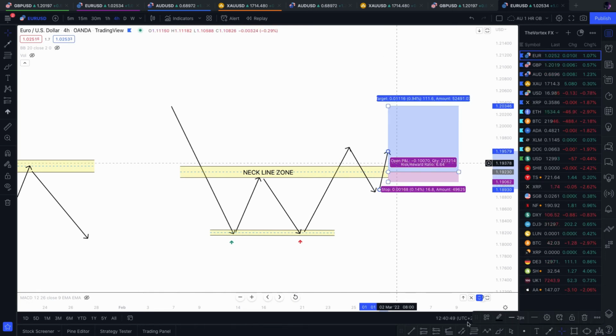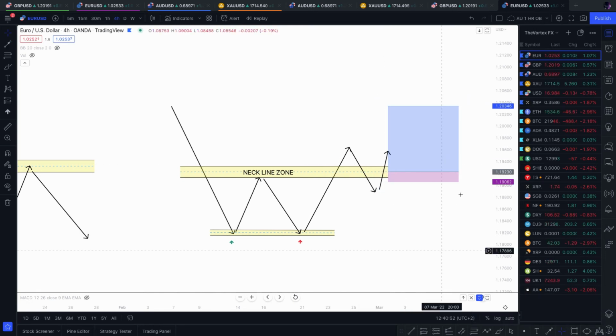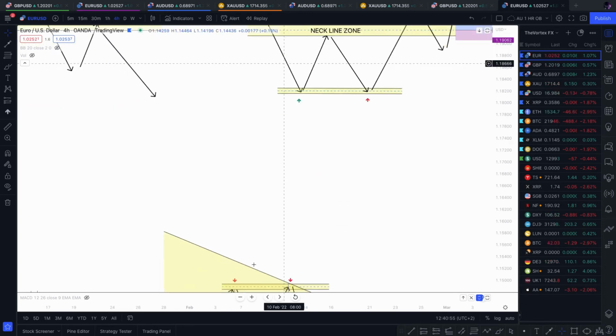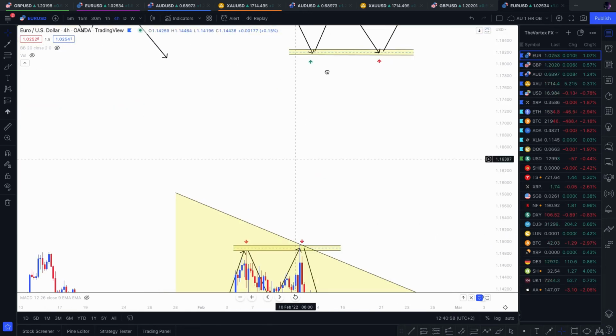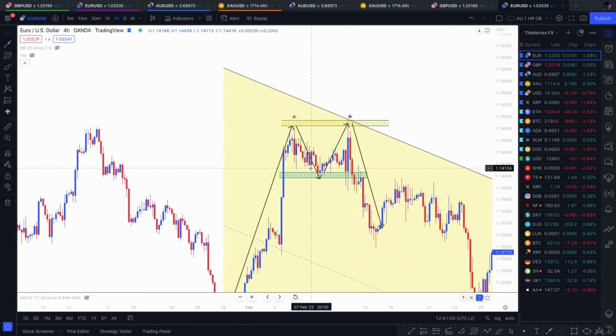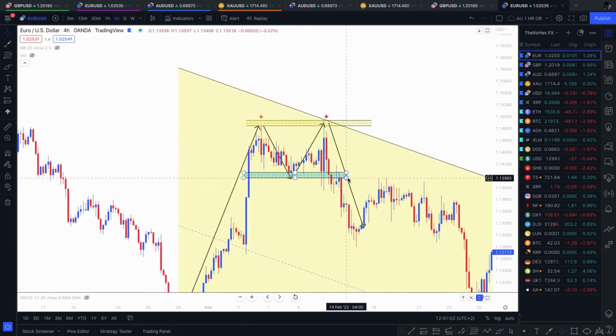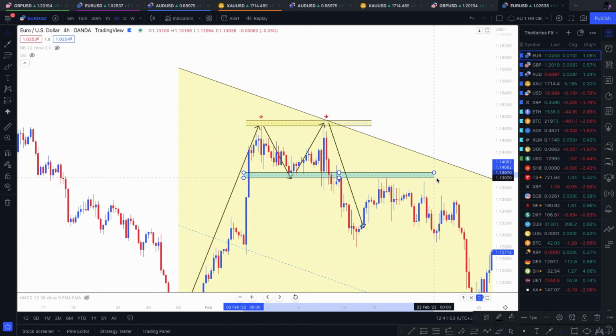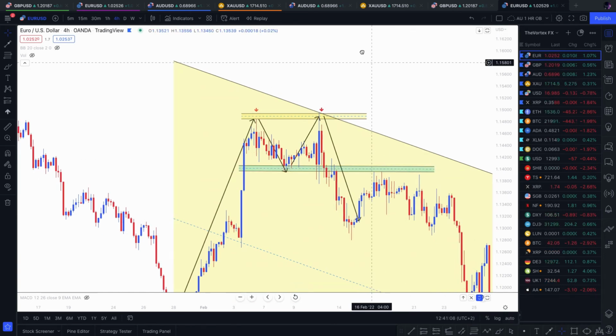So we have to make sure that we have enough room for our stop loss. Okay, now if I scroll down, we have a perfect example of a double top right there. Look at that. Check this out, guys. Look how perfect this double top is.